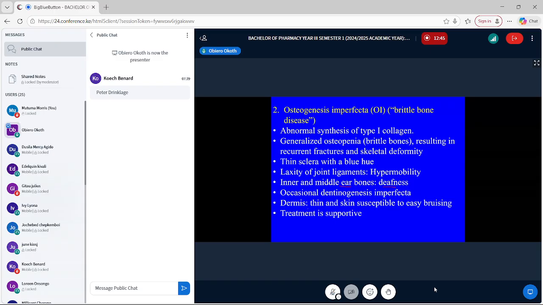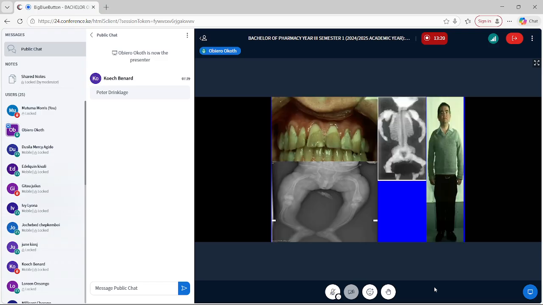It's the same type 1 collagen we find in the dermis, so the skin tends to be thin, susceptible to easy bruising. Treatment is supportive. The problem is abnormal synthesis of type 1 collagen. There are so many types of osteogenesis imperfecta. I'm not going to bore you with the different types. There are several types, autosomal recessive and autosomal dominant, but the problem, in brief, is that either the type 1 collagen is not formed or there's a qualitative defect in the type 1 collagen.